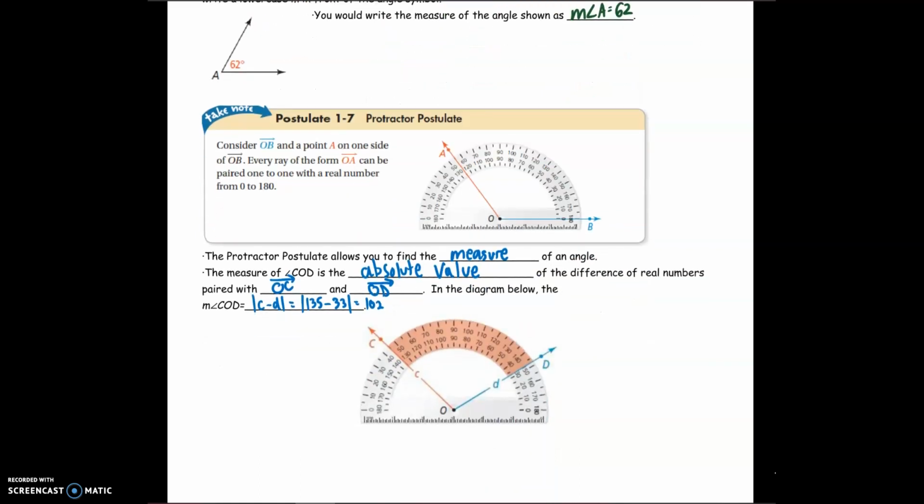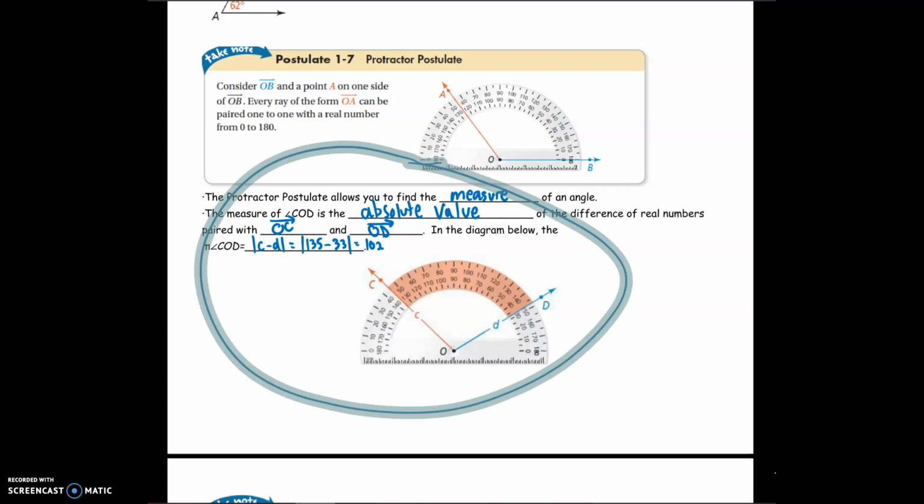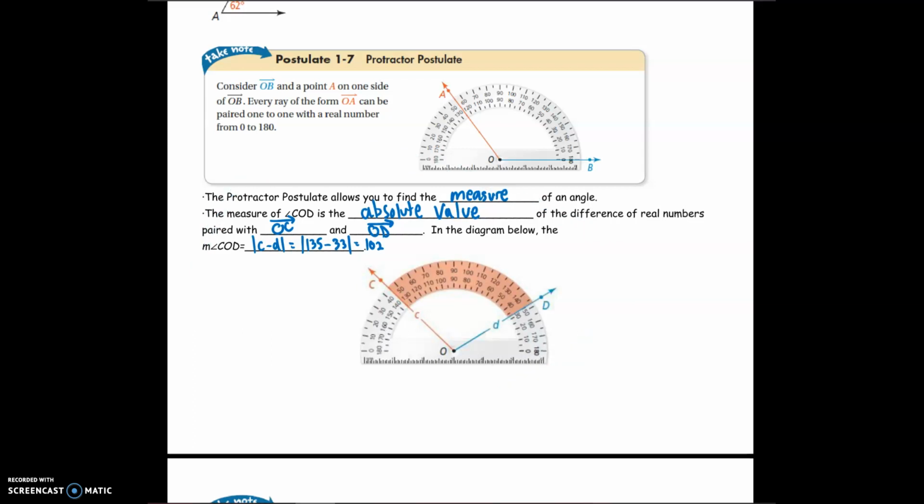You can read through the protractor postulate, but it's saying something a lot like our ruler postulate when we're looking at segments. I'm going to get into the actual usage of it with this section down here. Basically, we use this postulate to measure an angle, a lot like we use our ruler. The measure of this angle, in this case angle COD, is going to be the absolute value of the difference between those real numbers paired with ray OC and ray OD. So again, basically just the sides of my angle.